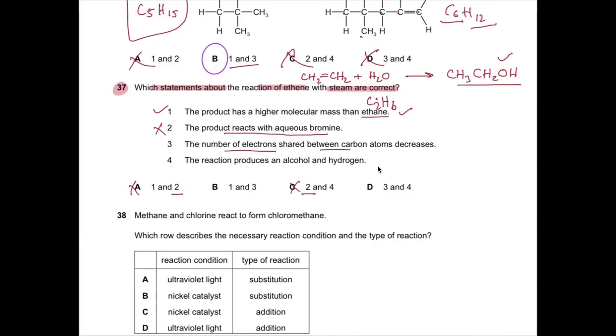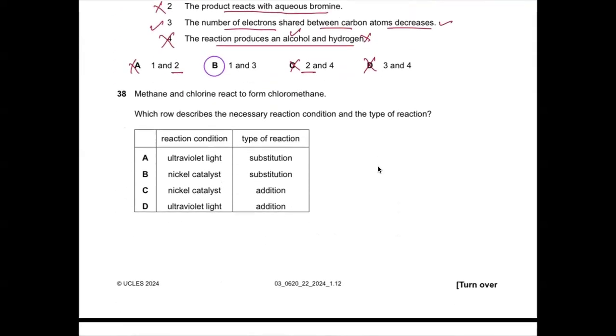So if it won't react with aqueous bromine, it means A and C go wrong. The number of electrons shared between carbon atoms decreases. So there are 4 electrons shared between carbon atoms over here, and there are single bonds. So 2 electrons are shared between the carbon atoms. So yeah, the third statement is correct. The reaction produces an alcohol and hydrogen. It just produces alcohol, not hydrogen. So the fourth goes wrong, which means D is wrong, and we are left with only option B. So B is the correct answer. I hope till here it's clear to all of you.